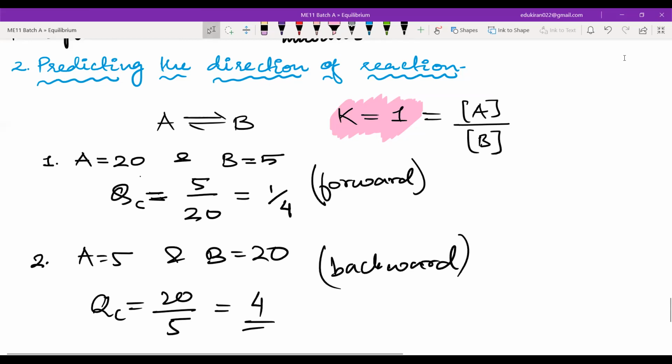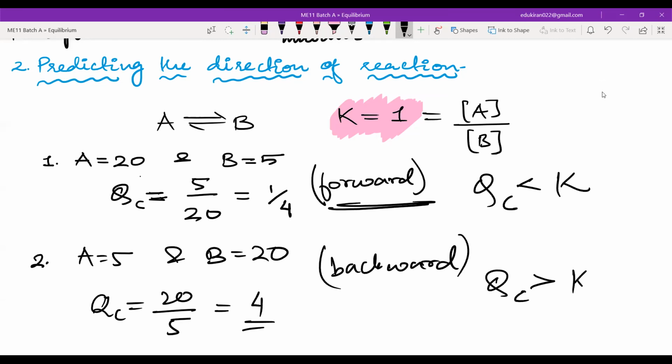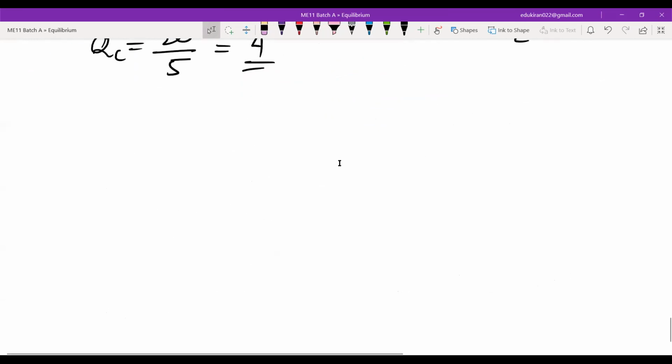Now let us compare these things with the K. Whenever you have the QC smaller than K, that means you are going to have a forward reaction. If QC is greater than K, then you are going to have a backward reaction. Yes or no? Can we generalize this thing? Yes, sir.